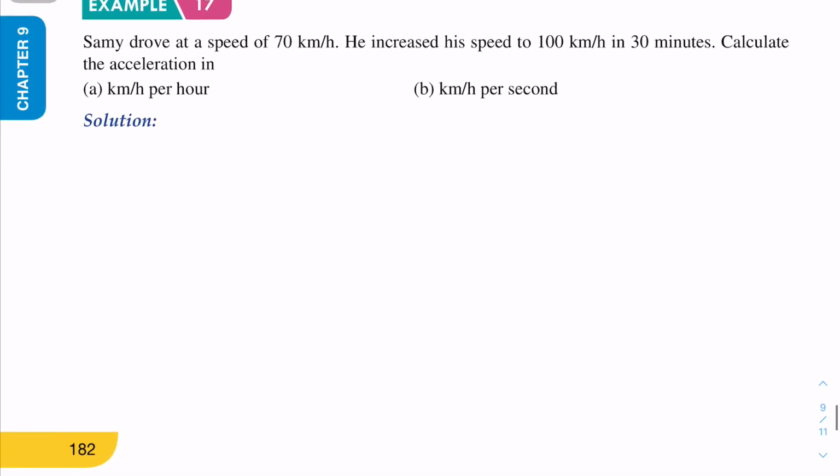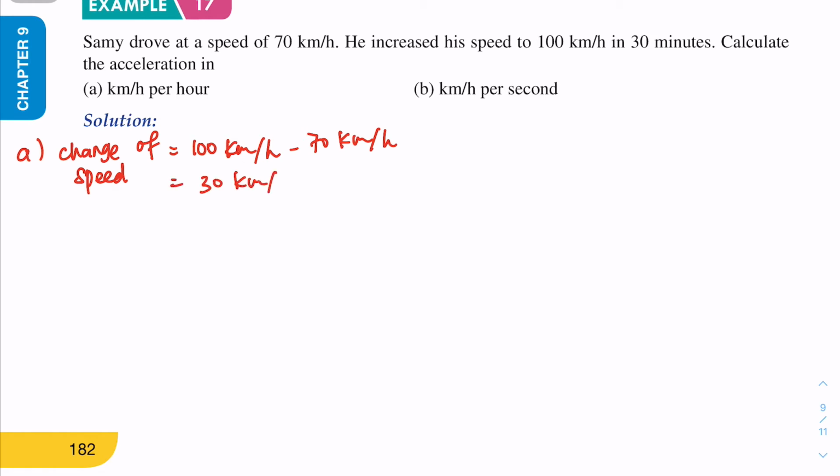For A, first we need to calculate the change of speed. The final speed is 100 kilometer per hour minus the initial speed, which is 70 kilometer per hour. So 100 minus 70 is 30 kilometer per hour. Then we can calculate the acceleration.